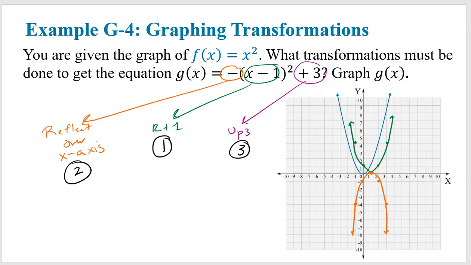And then the last thing you're going to do, and I'm going to do that in purple, is to move that whole thing up 3. So you're going to move your vertex up 3, 1, 2, 3, and then move each of these points 1, 2, 3, 1, 2, 3, 1, 2, 3, and 1, 2, 3. So that purple will be our final answer. That purple parabola, that is our g of x. So very important that you label them as well as you're working on them.